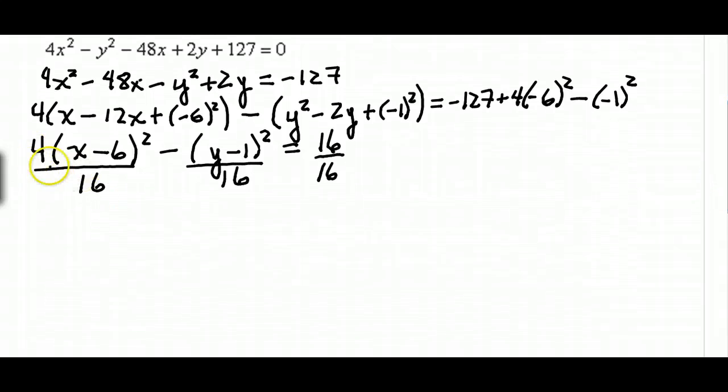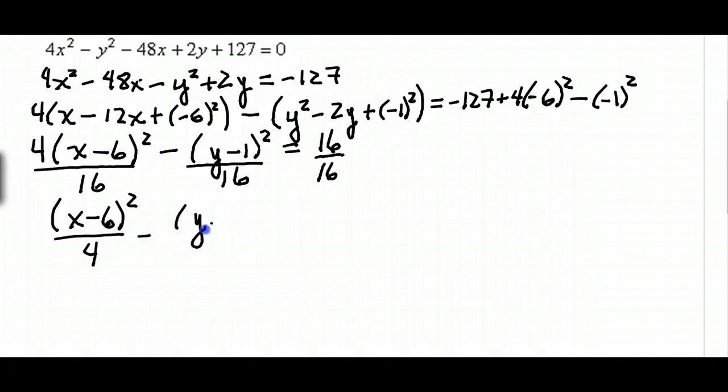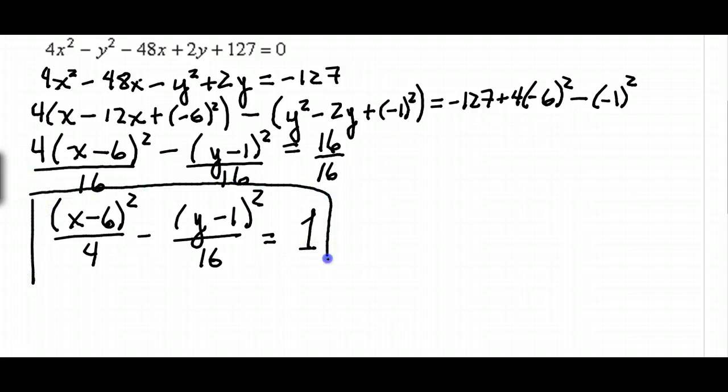So 4/16 is going to reduce to 1 over 4, so we don't need to put the 1 in the numerator. So I have x minus 6 squared over 4 minus y minus 1 squared over 16 is equal to 1. So here's our standard form of the hyperbola.